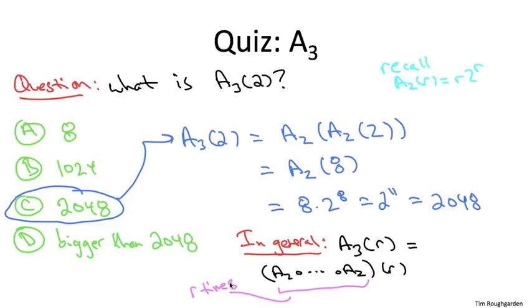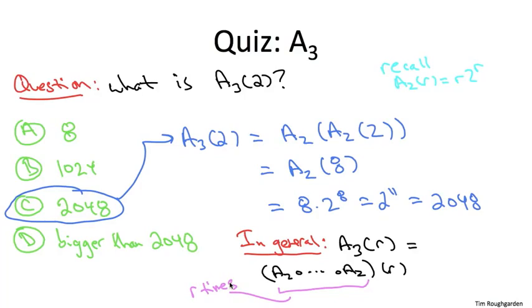So by definition, A3 of r, you start from r and you apply the function A2 r times. So let's remind ourselves what the function A2 is. We computed that exactly. That's r times 2 to the r. So to make our life simple, let's just think about the 2 to the r part. So in the real function A2, you also multiply by r. But let's just think about the 2 to the r part.